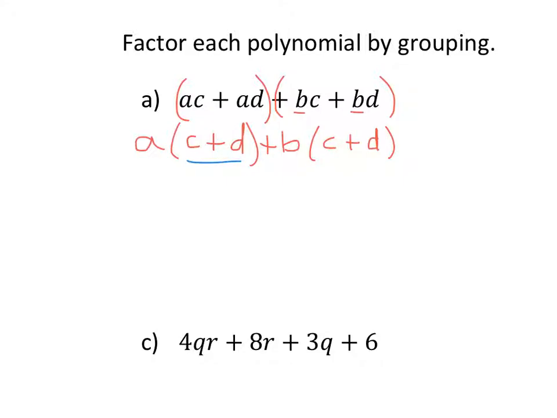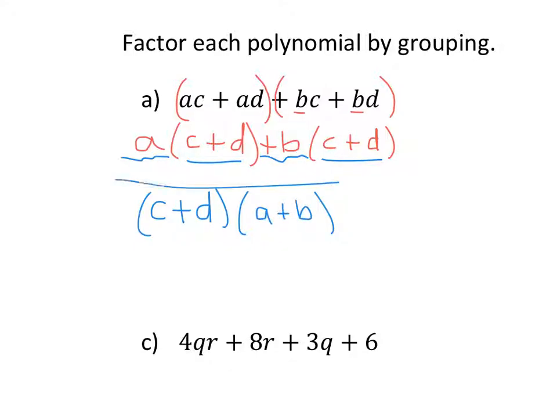You should have noticed that I have a common binomial. The binomial that's in common is C plus D. So that is actually my first factor. The other factor is going to be what remains. I have A plus B. So A plus B. And that is how you factor by grouping.